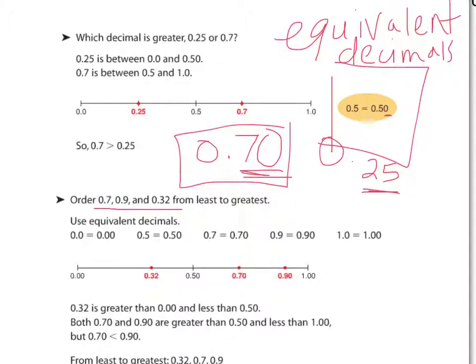So here we go. We're going to put this into practice. We are ordering 0.7, 0.9, and 0.32 from least to greatest. And here they've made their decimal benchmarks again. 0.00 for 0, half 0.50. Again, remember those are exactly the same, doesn't change anything. 0.70, 0.90, and 1 with the two zeros on the end. Makes it really easy to compare 32 to 70 to 90. We know that this is the smallest decimal, this is the middle decimal, and this is the largest decimal.